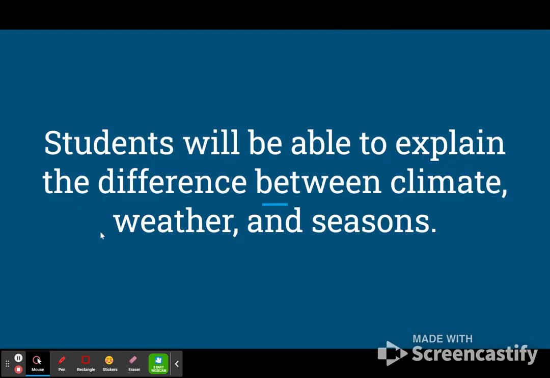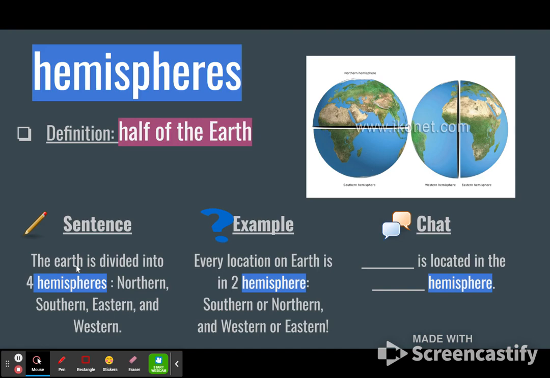So our I Can statement for today is students will be able to explain the difference between climate, weather, and seasons. So let's talk about some words you need to know before we get started. You need to know what hemispheres are. Hemispheres is how the Earth is divided into 4 sections, but we're going to focus mainly on these two, the northern and the southern hemisphere, and these are divided by an imaginary line called the equator. We live in the northern hemisphere of the world, even though we live in the south of the United States. The entire United States is in the northern hemisphere of the Earth.